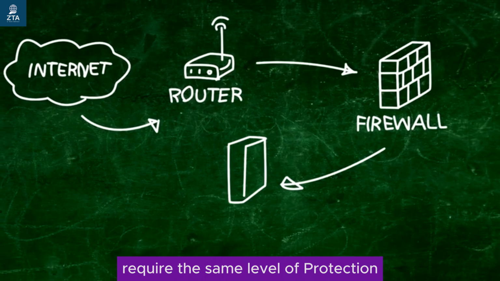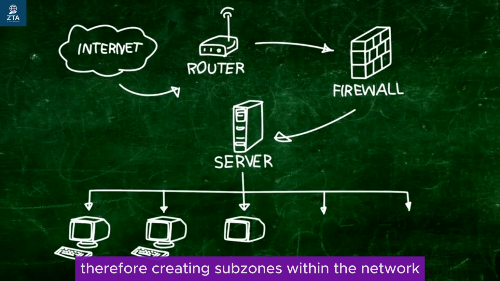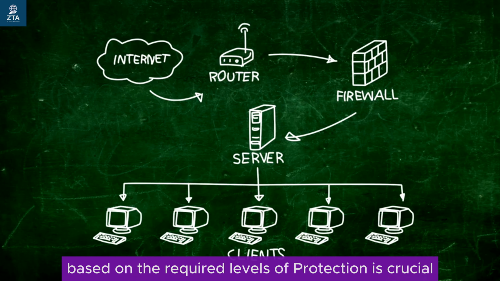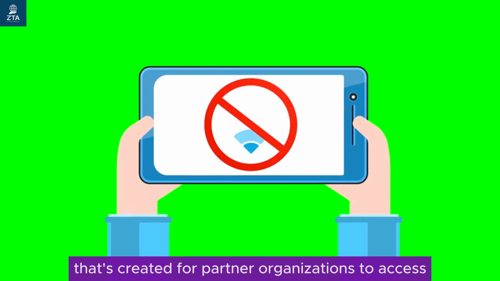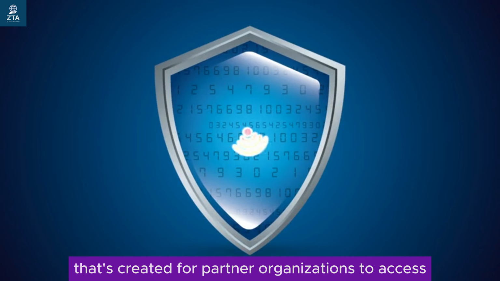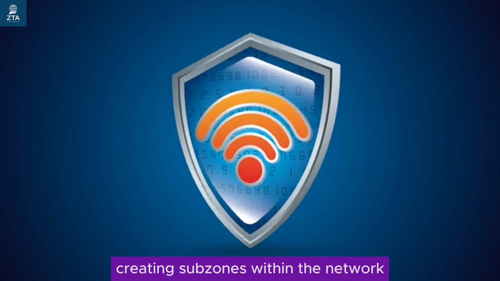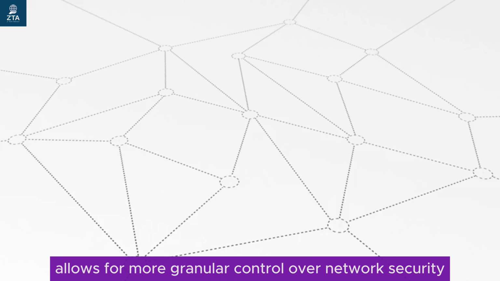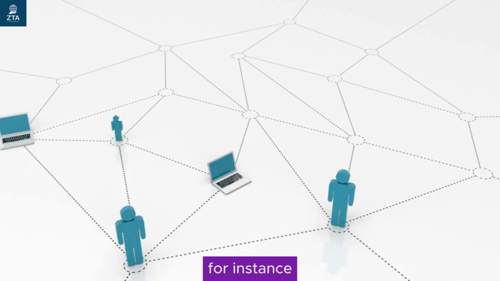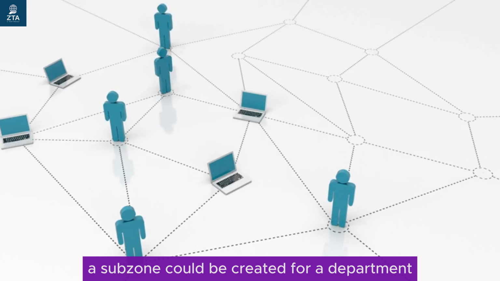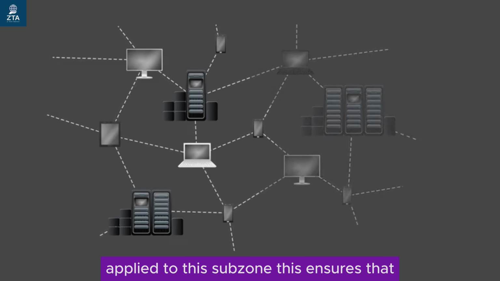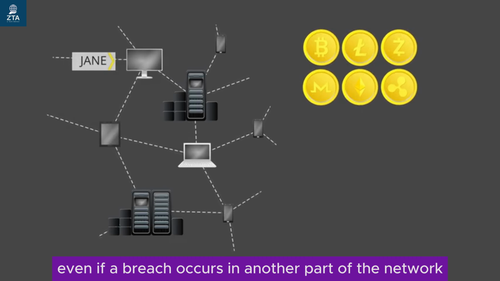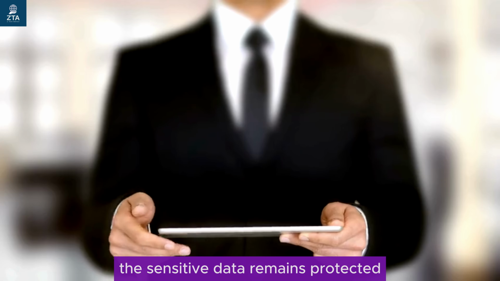Not all devices in a network require the same level of protection. Therefore, creating subzones within the network based on the required levels of protection is crucial. An extranet serves as an example of an external zone that's created for partner organizations to access over a wide area network. Creating subzones within the network allows for more granular control over network security. For instance, a subzone could be created for a department handling sensitive data, with stricter security controls applied to this subzone. This ensures that even if a breach occurs in another part of the network, the sensitive data remains protected.